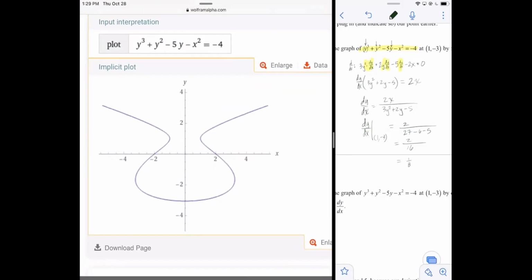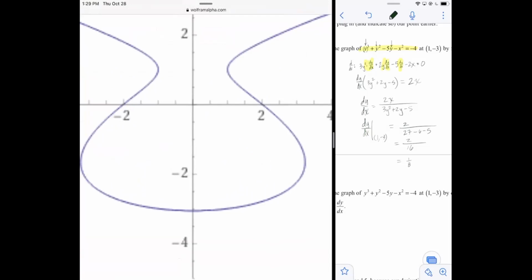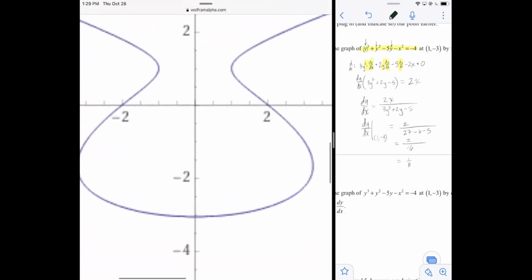Right, let's go to the point (1, -3). 1 would be right here, and where it intersects the graph is right down here. Guess what the slope is right there where my finger's at? You're going to have to imagine at home. It's 1/8. Is that reasonable? Yeah, that's totally reasonable. It's pretty shallow right there.